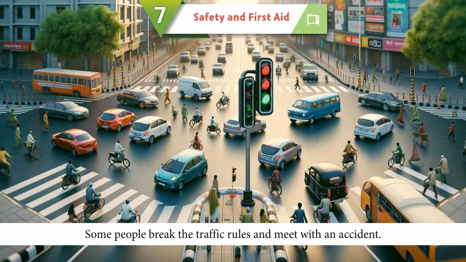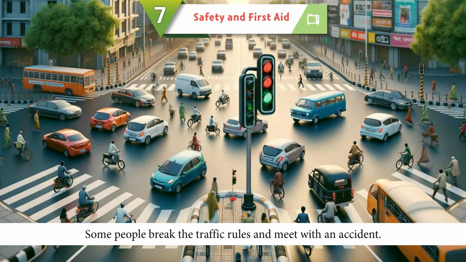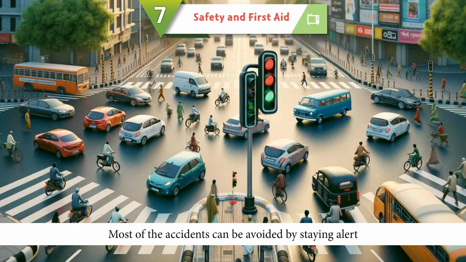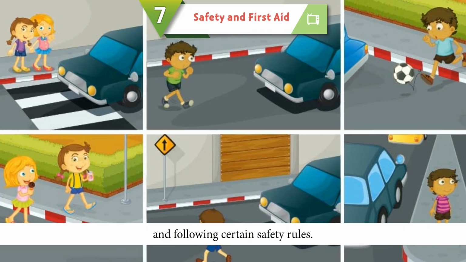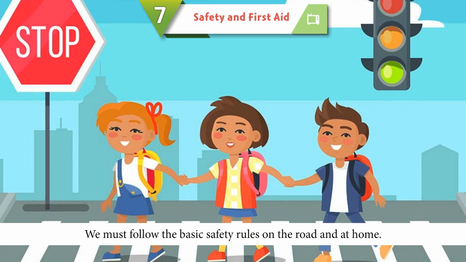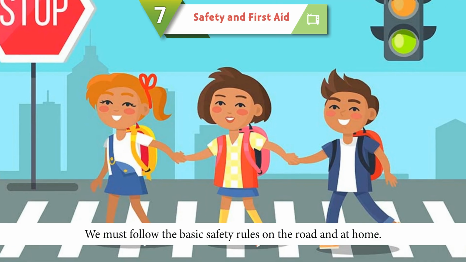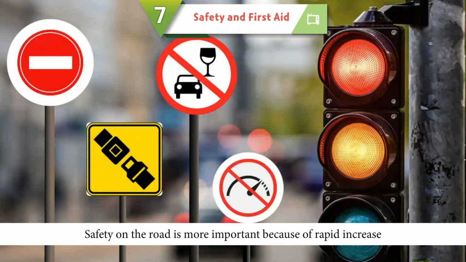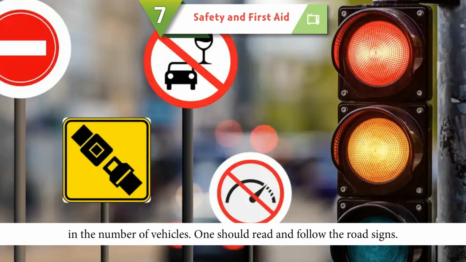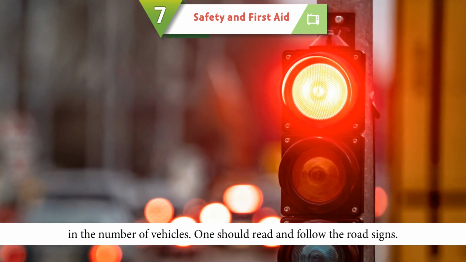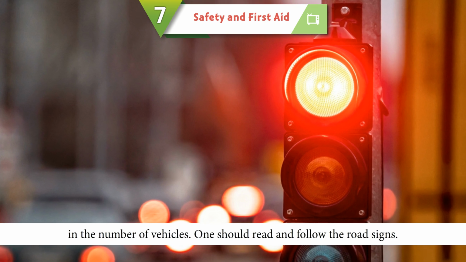Some people break the traffic rules and meet with an accident. Most of the accidents can be avoided by staying alert and following certain safety rules. We must follow the basic safety rules on the road and at home. Safety on the road is more important because of rapid increase in the number of vehicles. One should read and follow the road signs.